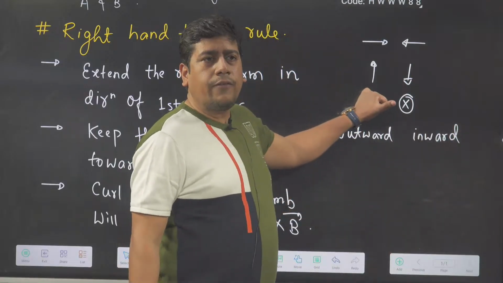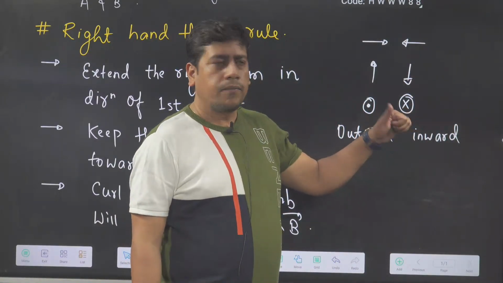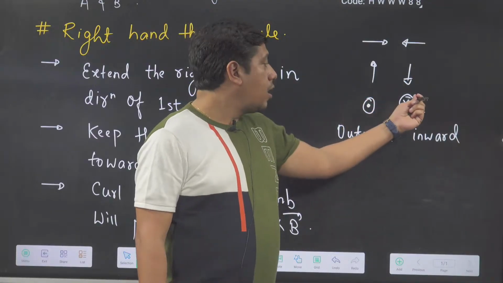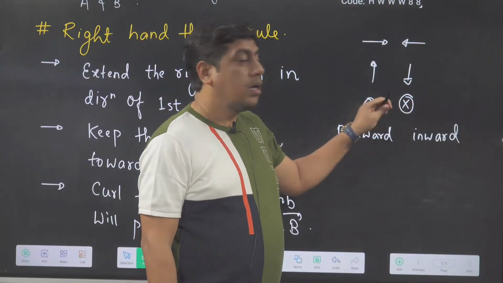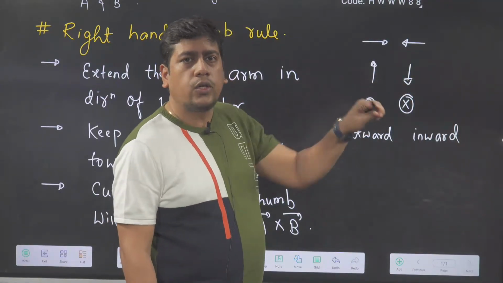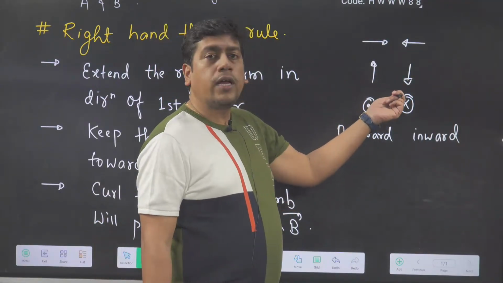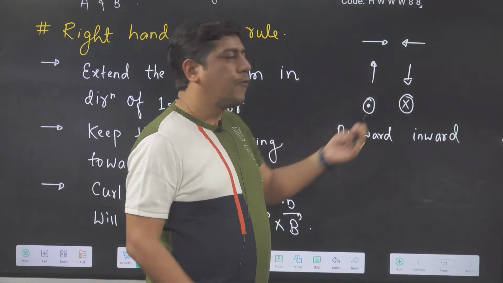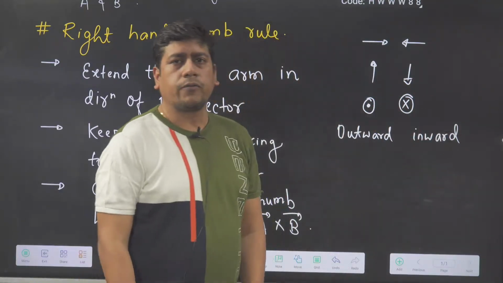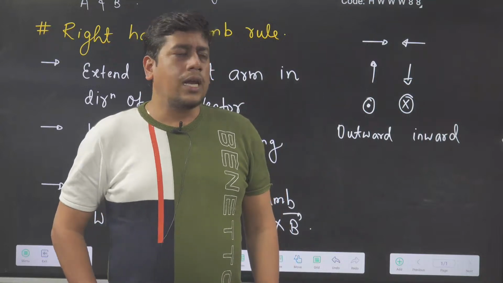Outward means the line which is perpendicular to the board. Both here, the line will be perpendicular to the board. Here also the line will be perpendicular to the board. But this one will be coming outward towards you. And this one will be going inside, means away from you. This is towards the observer. This is away from the observer. Clear? You can remember like this.